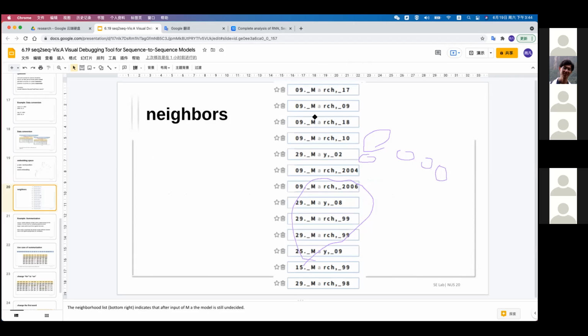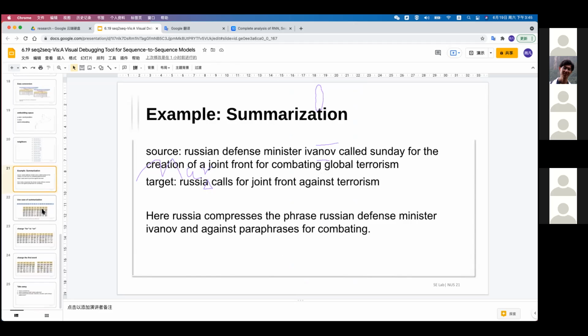Okay. So finally, the neighbors, and you can see when it predicts the A, because MA is the same in May and March, the model still didn't know how to predict May or March. And after you input the R, the model will know it is March and not May. Okay, so it is just a very simple example.